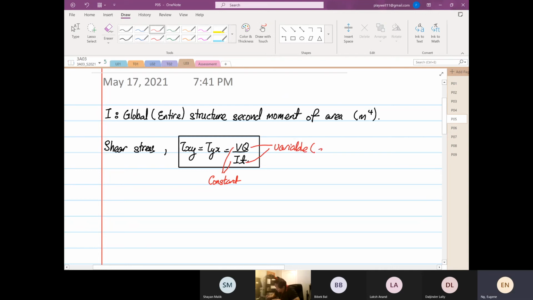The variable is dependent on the position of interest. Dependent on the position of interest, and T is the thickness of the section.